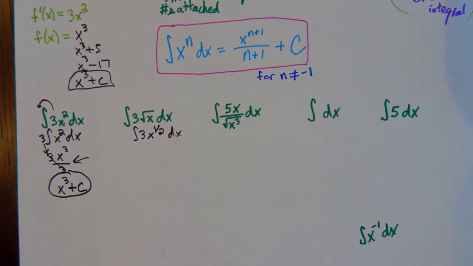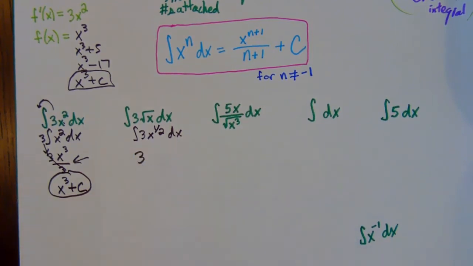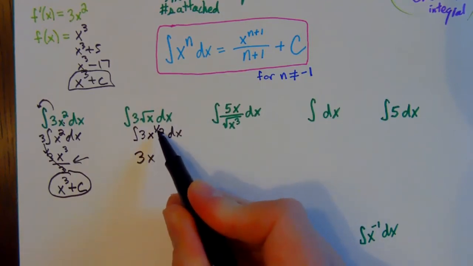You're going to see so many problems with fractional exponents that I'm just going to show you a little shortcut here. Technically, this 3 is going to carry down if you have a constant. And when you apply your power rule, you're going to go x raised to that power plus 1.